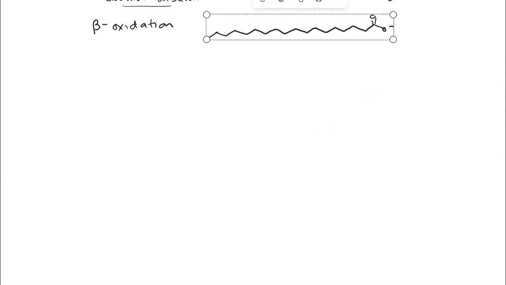By the beta carbon, what we're talking about is if we have a long chain C18 chain, 1, 2, 3, 4, 5, 6, 7, 8, 9, 10, 11, 12, 13, 14, 15, 16, 17, 18 carbons, the alpha carbon is the first carbon next to the carboxylate. The beta carbon is the carbon second downstream from the carboxylate carbon. And the cleavage happens at this point, yielding 2 carbon units.